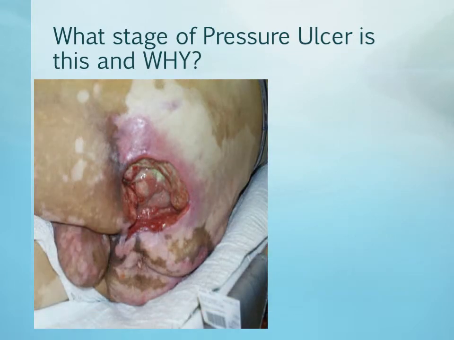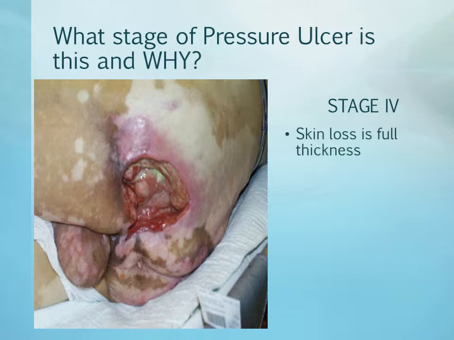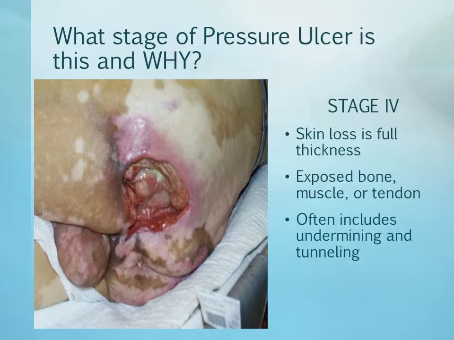So what stage of pressure ulcer is this one and why? This pressure ulcer is a stage 4. Because there is a full thickness skin loss, there is exposed bone, muscle, and or tendon. It will often include undermining and tunneling, and slough and eschar are often present.